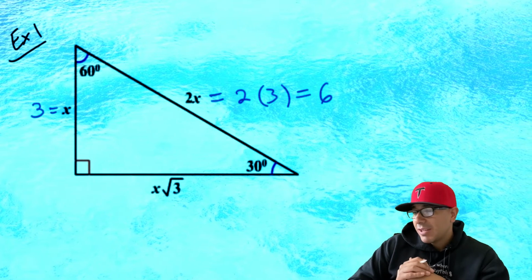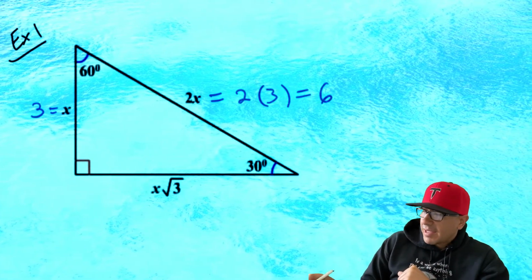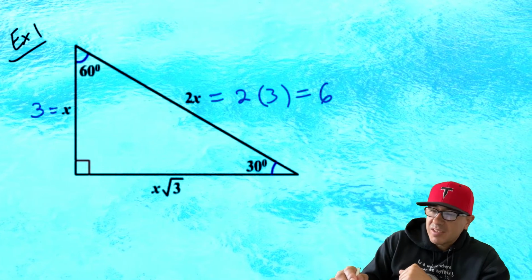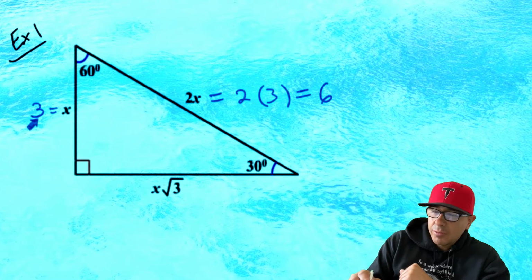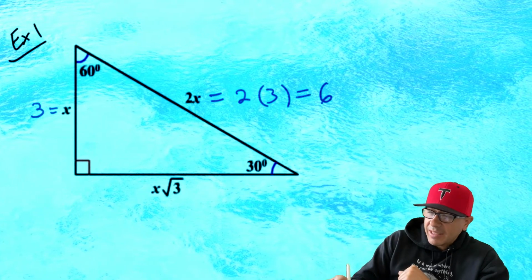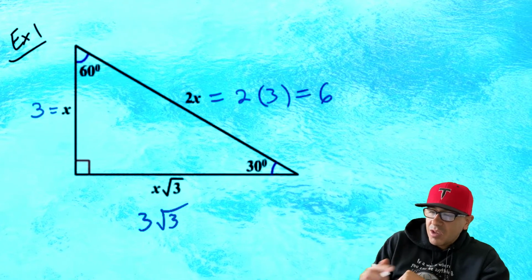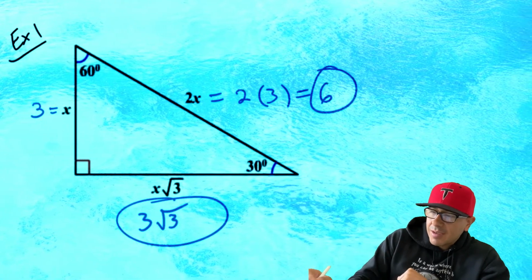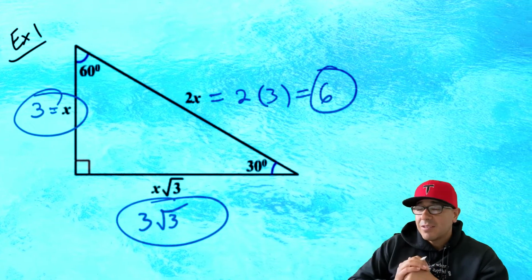And now again, the one that takes a little bit of work, but it's not much work at all, is our side that's directly across from 60 degrees. So again, I know that X is 3 units. So we said we're going to take that shortest side and multiply it by root 3. So now you have the distance of all 3 of those sides. All right, so there is our first example.